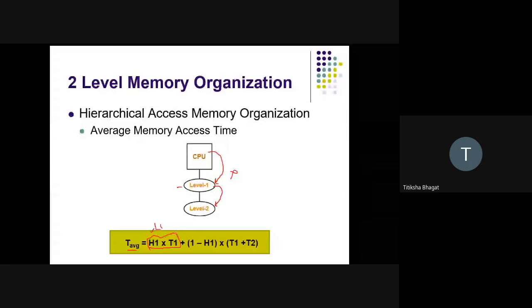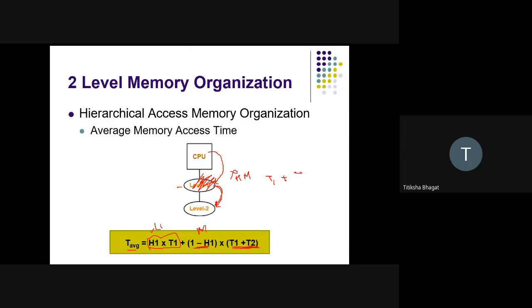But after searching the data in level 1, if that data is not there, then I will move towards level 2. So here I will have the hit as well as the miss ratio. So the miss ratio will be calculated as 1 minus H1. 1 minus H1 is the miss ratio. Then next is T1 plus T2. How much time are we adding here? We are adding the time required for T1 and T2. Why am I adding the time T1 and T2?